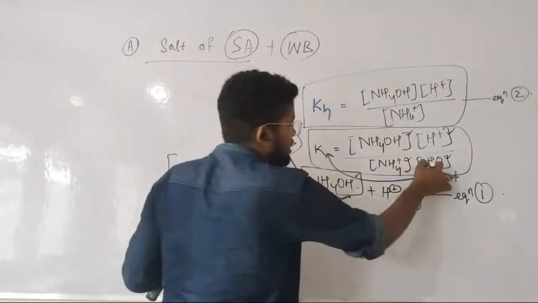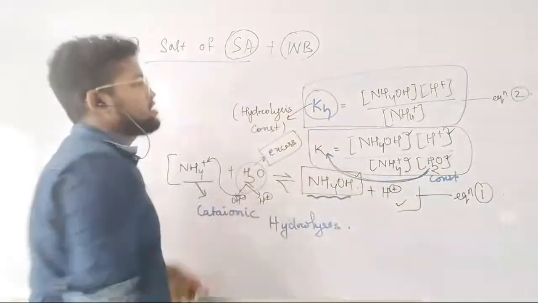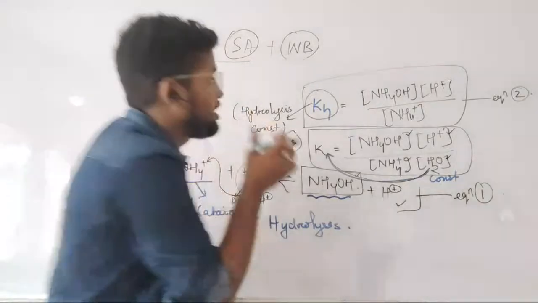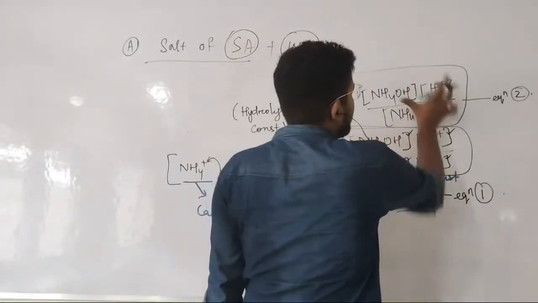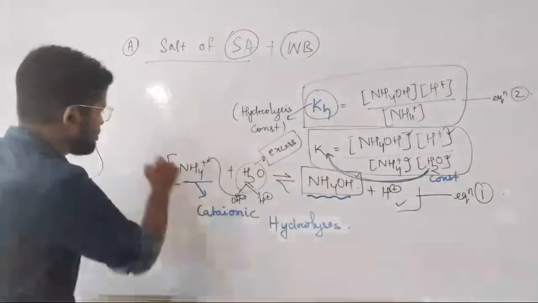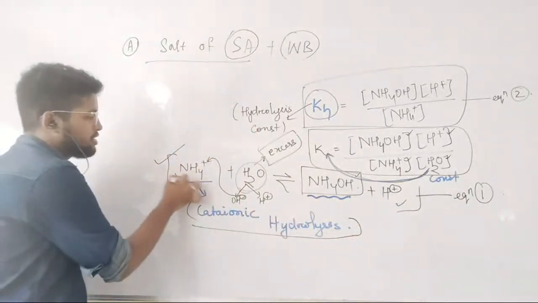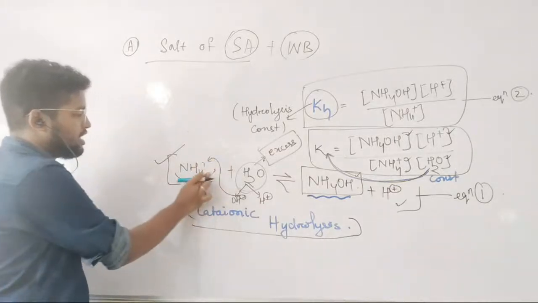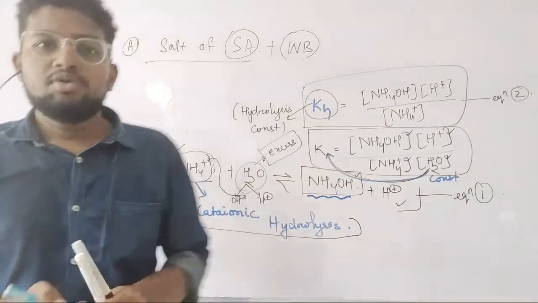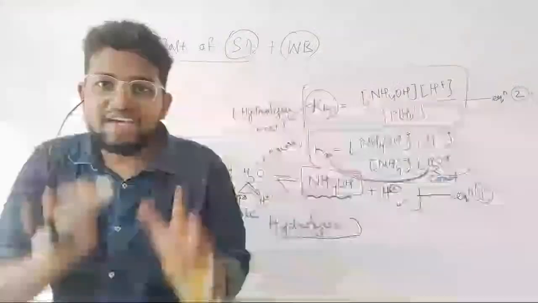So can I take this constant to this side and make this KH? KH is called the hydrolysis constant, capital K subscript H, which can be defined as the multiplication of the products divided by the reactant for this hydrolysis. And this is a cationic hydrolysis, right? Why cationic hydrolysis? Because we are hydrolyzing NH4 plus, and you know that NH4 plus is a cation, right? Very simple, very basic concepts.